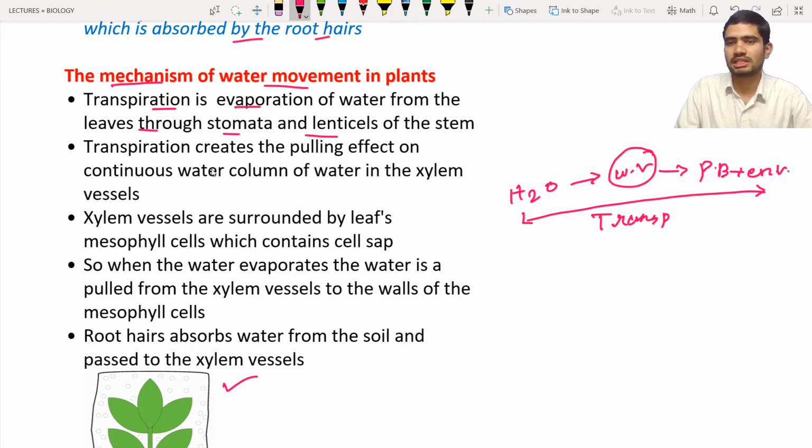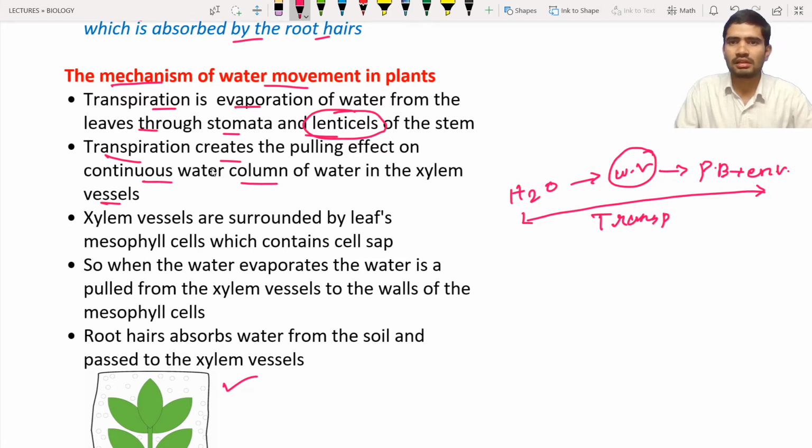That is known as transpiration. So the transpiration is going to create the pulling effect in the continuous water column in the xylem. So just now we have seen the water will get transpired from the leaves or from the lenticels. And also we forgot to discuss about lenticels.